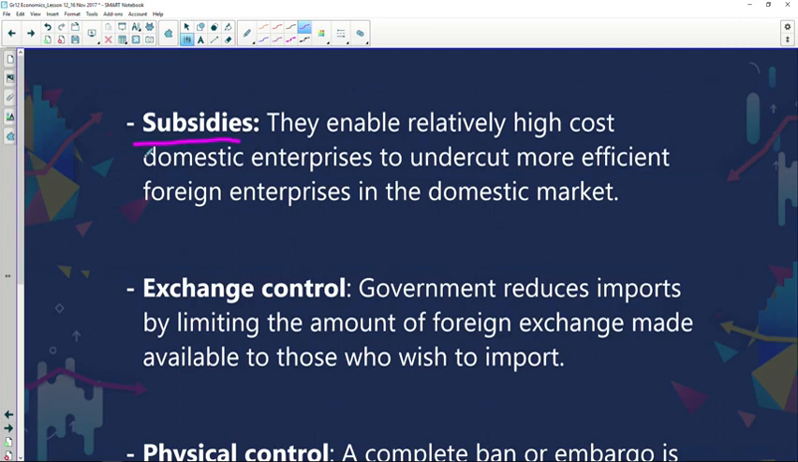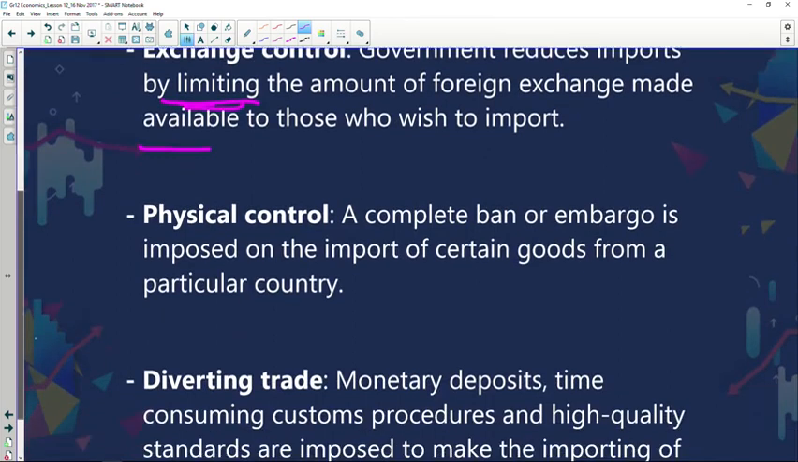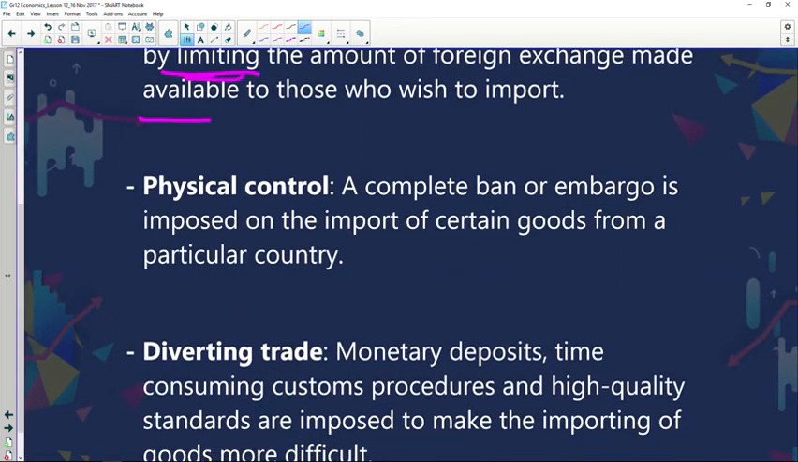Then we've got the exchange control. Government reduces imports by limiting the amount of foreign exchange made available to those who wish to import. Okay, so here we're putting a limitation as well. So we're limiting the amount of foreign exchange that will be made available to those who want to import goods and services. We also have physical control.